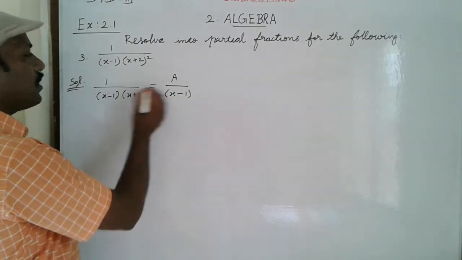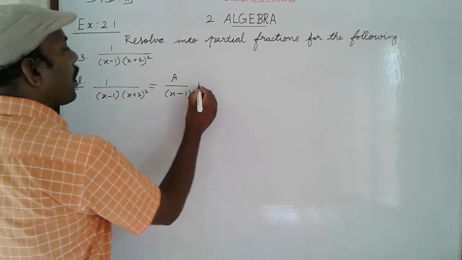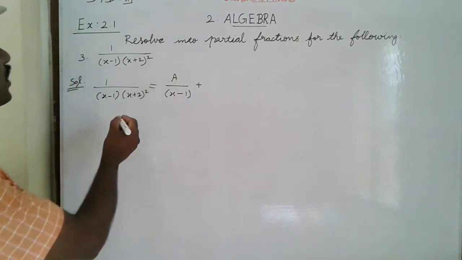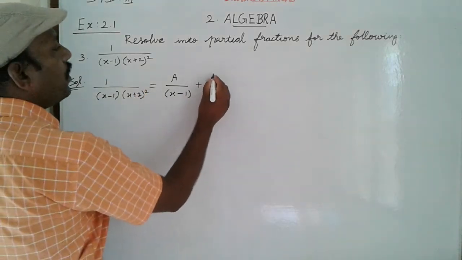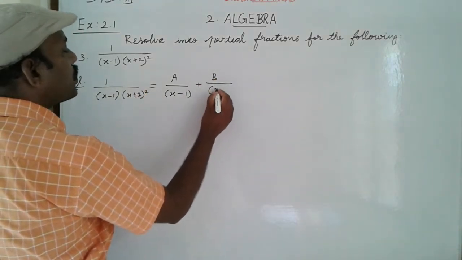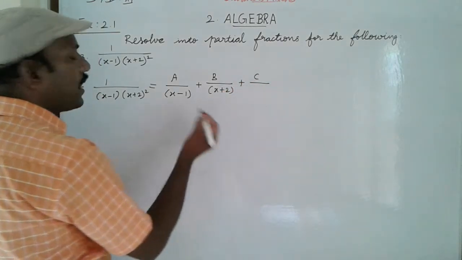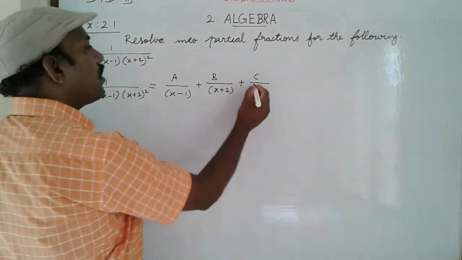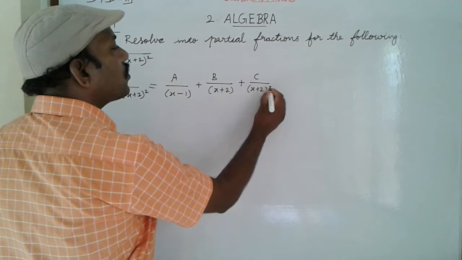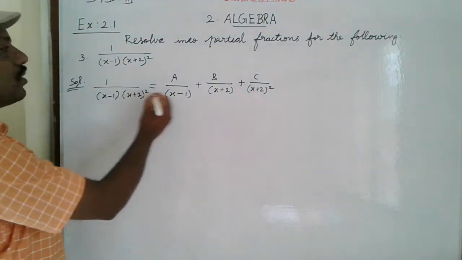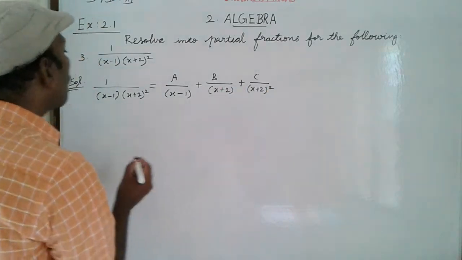The normal factors method: a divided by x minus 1, plus, since it's a repeated term, b divided by x plus 2, we know that formula, next plus c divided by x plus 2 whole square. The power is 1 here, 1 plus 1 is 2, that's all. Next.